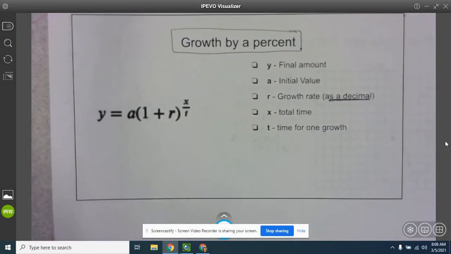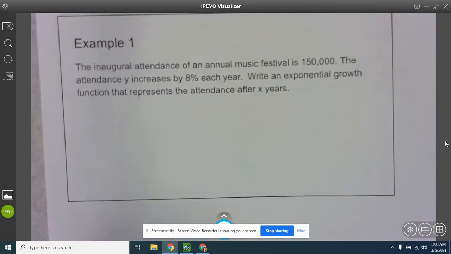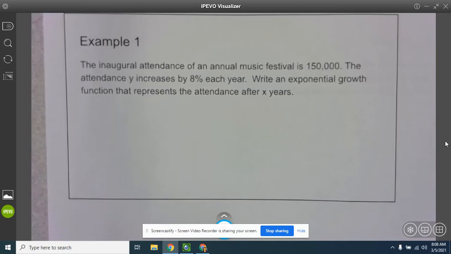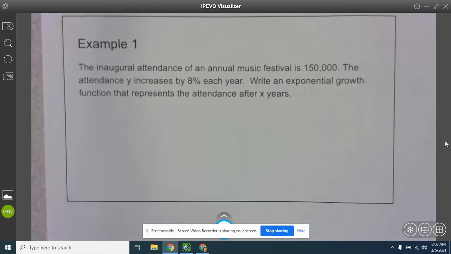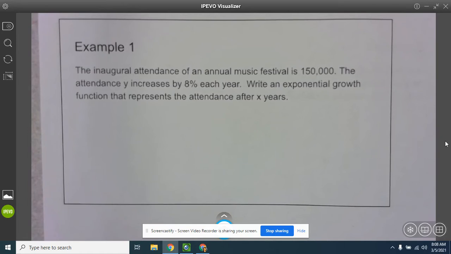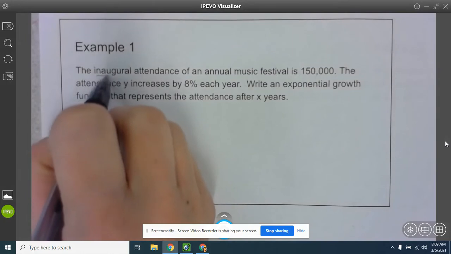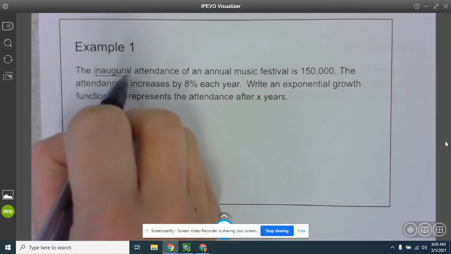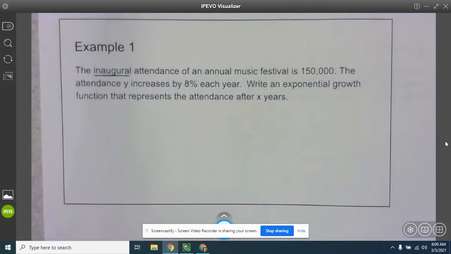Yes, the formula looks weird. It will not be so painful when we actually start to apply them. So here is an example of what it could look like if we had a growth by a percentage. The inaugural attendance of an annual music festival is 150,000. This word means that it was the first annual music festival.